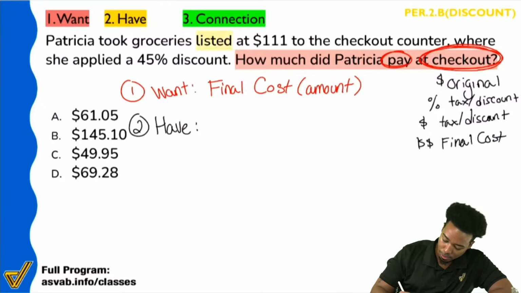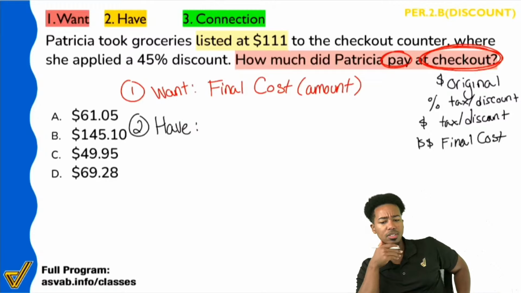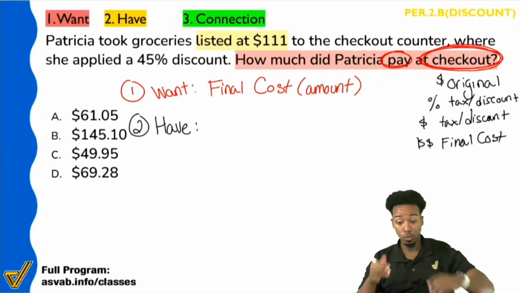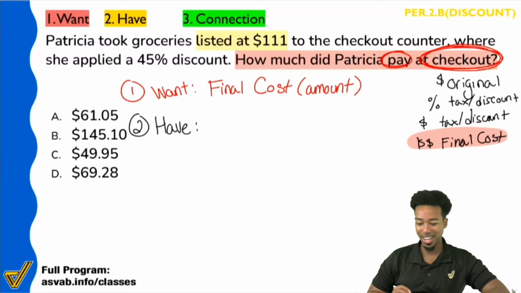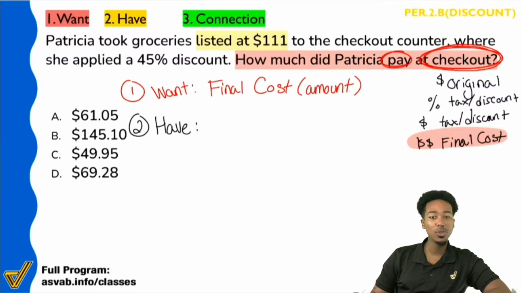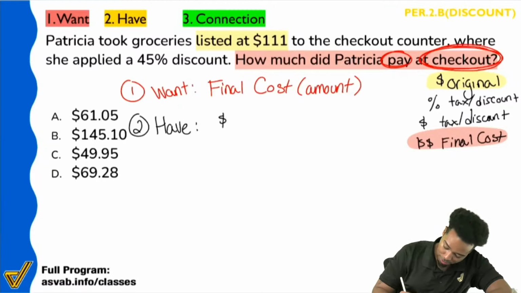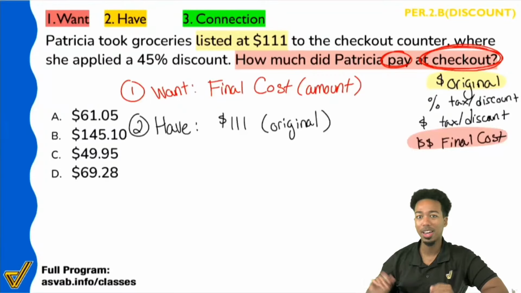What does this mean? Listed at 111. What does that mean? Again, from the framework of all of these here, because we know that we're looking for the final cost, but what do we have? What is that? 111. Yeah, the original, absolutely. That right here represents the original cost. So we have 111. That's the starting amount. That's before you apply the taxes and discounts.